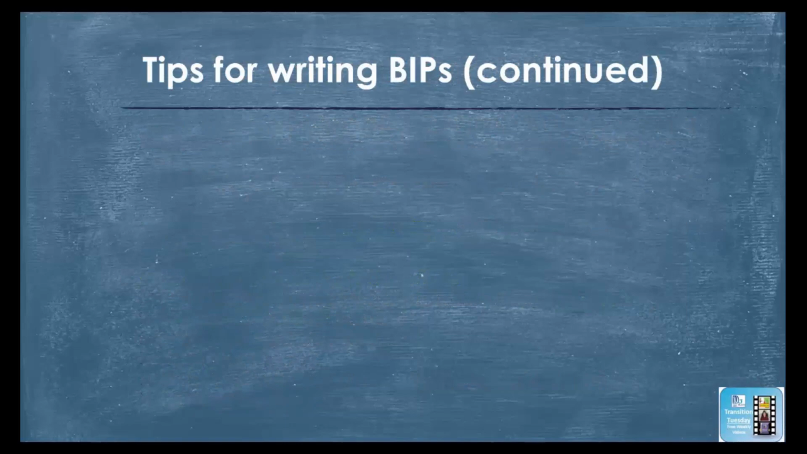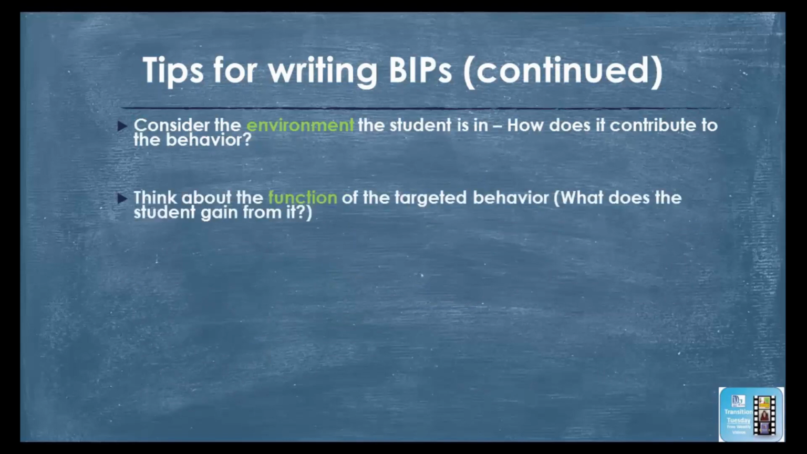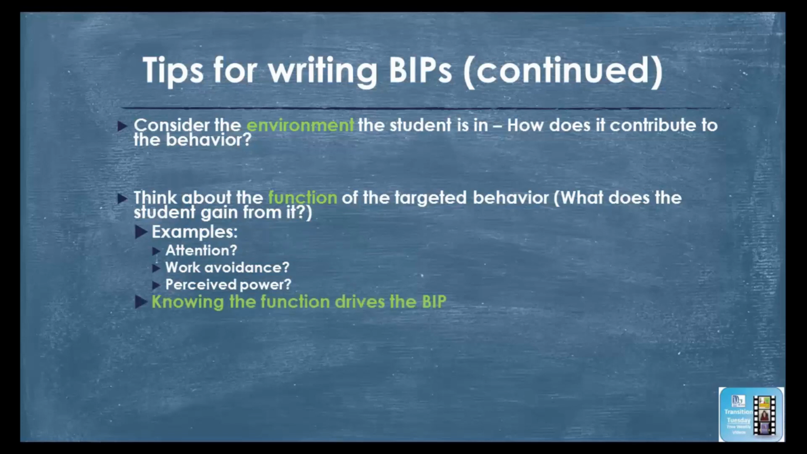Also, when analyzing the data, consider the environment the student is in. How does it contribute to the behavior? Think about the function of the targeted behavior. What does a student gain from it? Some examples would be attention, work avoidance, perceived power. Knowing the function of the behavior drives the behavior intervention plan.